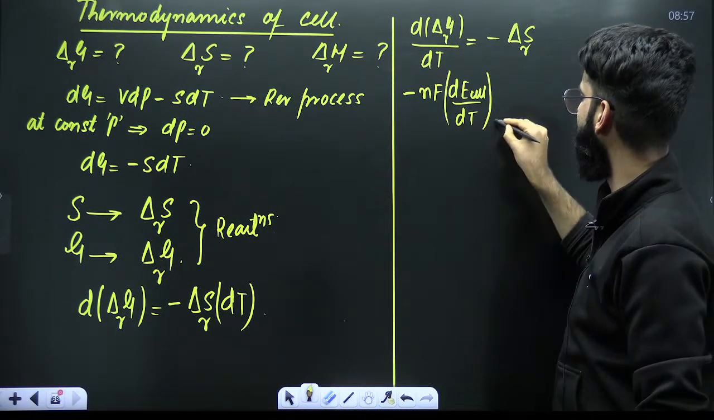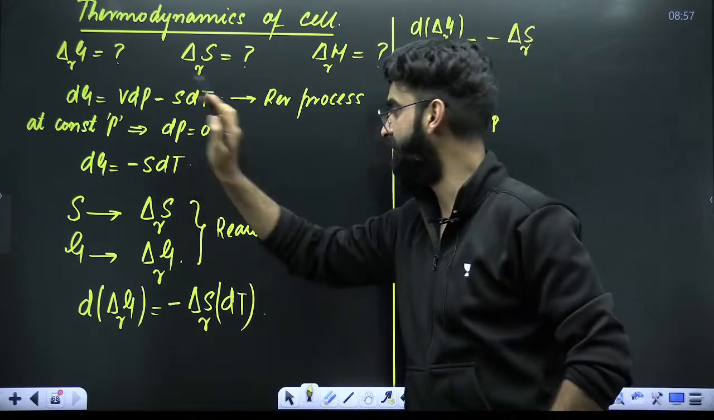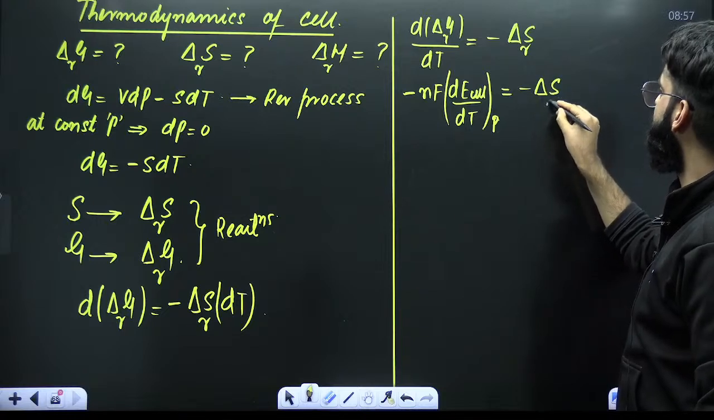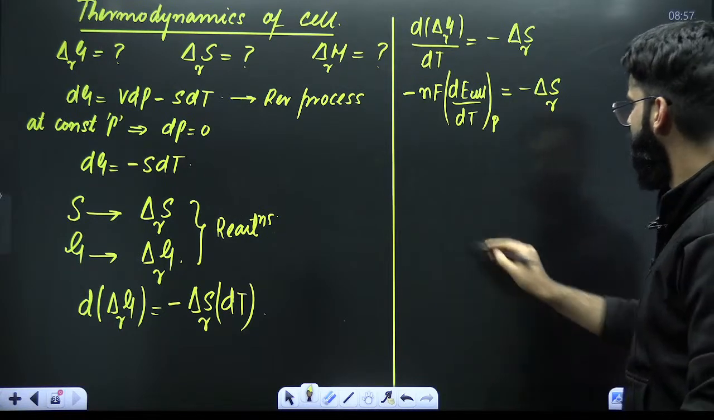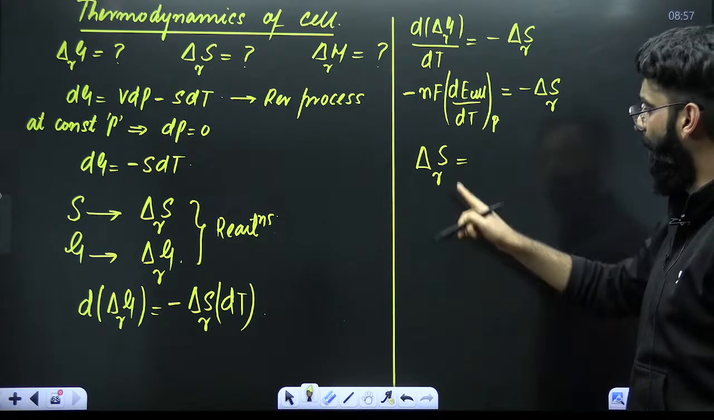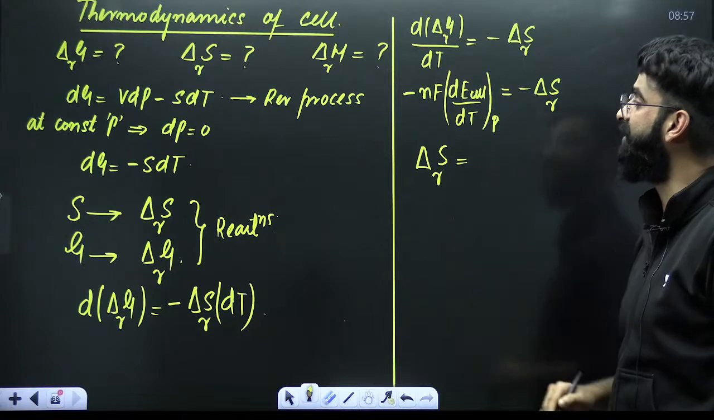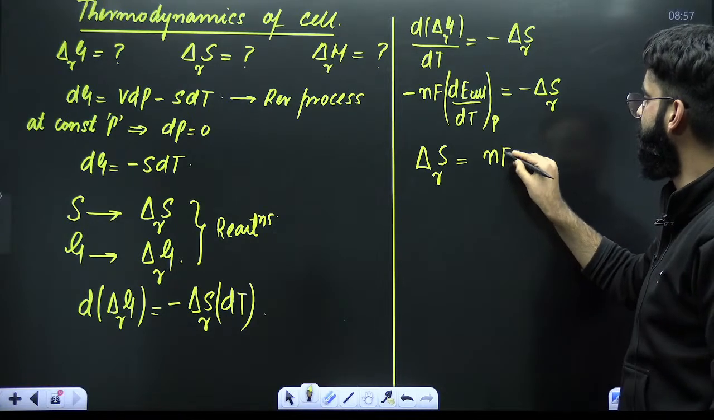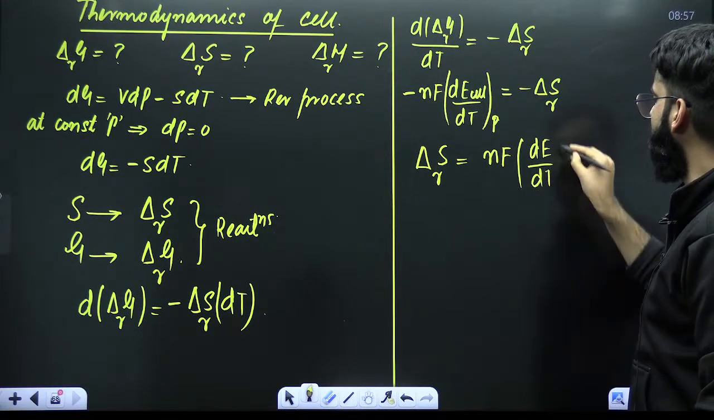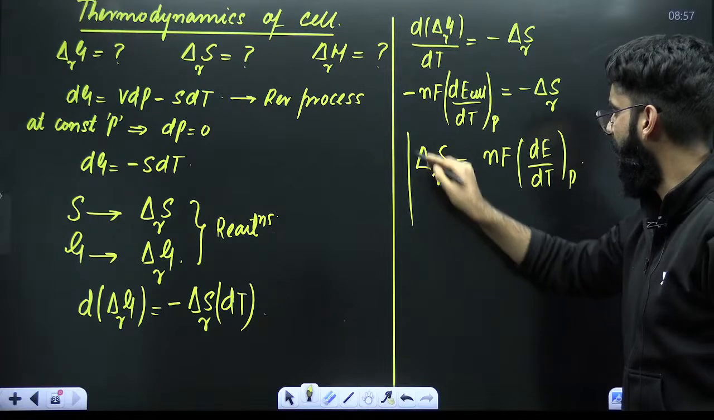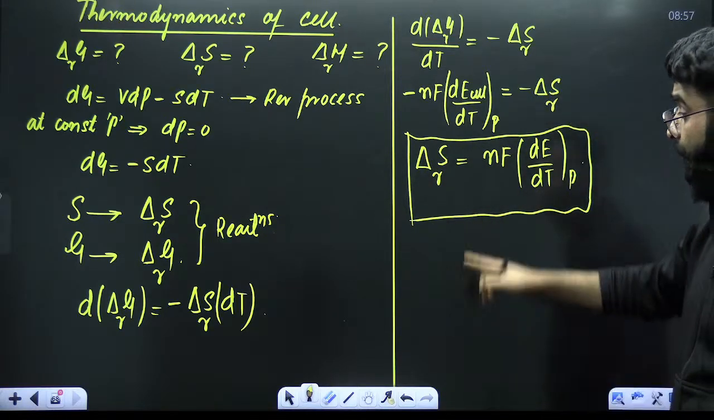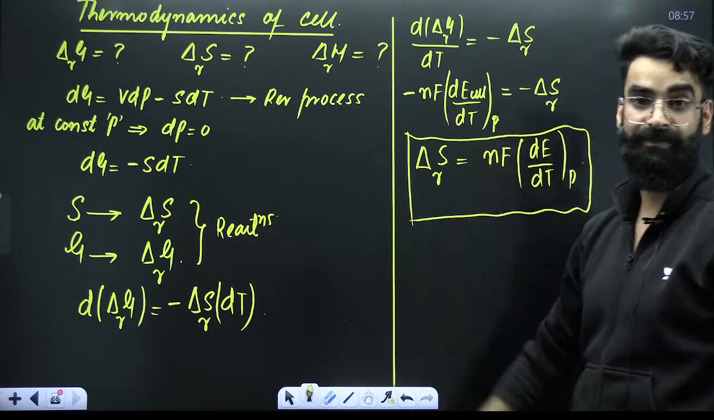And this particular term is valid at constant pressure. You have kept pressure constant in the beginning, right? And this particular term is equal to minus delta S for the reaction. So minus gets cancelled out. So the first result, which you are going to remember from now on, whenever they ask you to calculate the entropy change in the galvanic cell, right? You'll be writing this expression, nF dE upon dT at constant pressure. My dear students, this particular result you will be using to calculate entropy change in case of the galvanic cell.